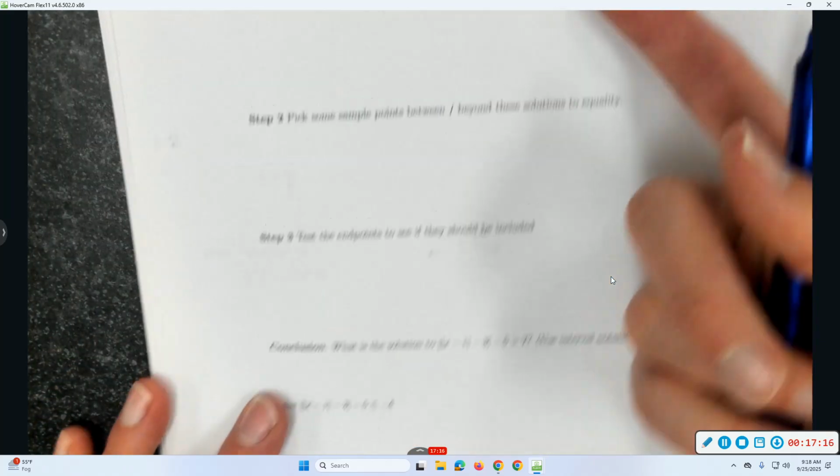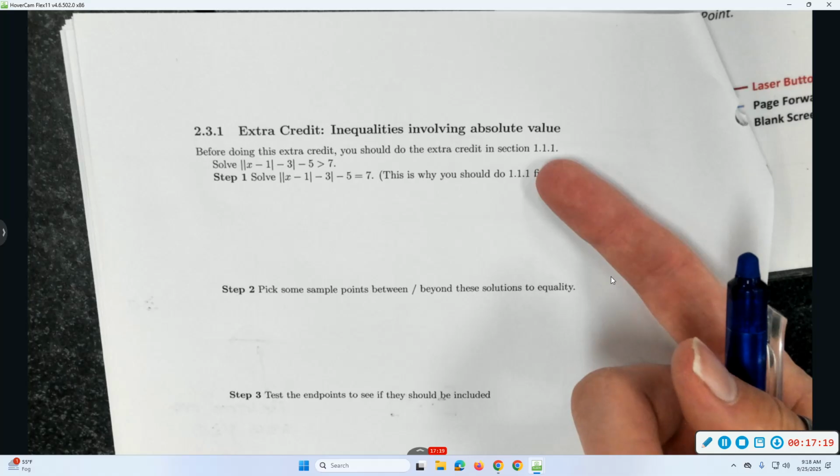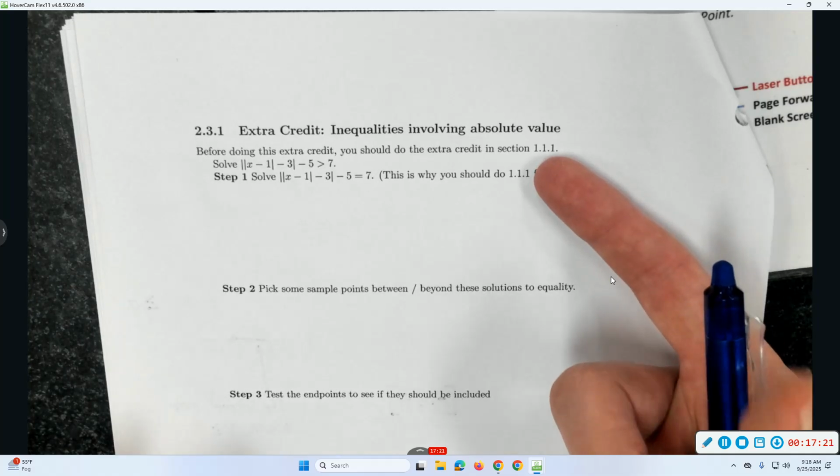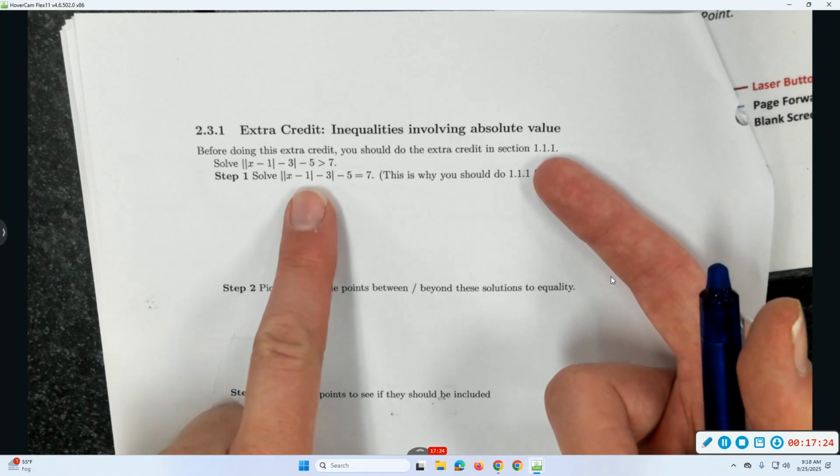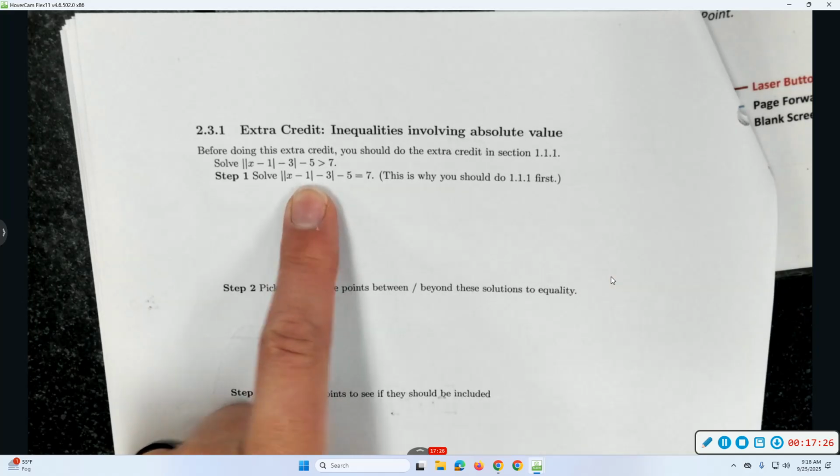And in fact, advertisement for extra credit: this same game where you solve an inequality by solving an equality first, that's a philosophy you can use everywhere. Use it with stuff involving nested absolute values. There's an extra credit.